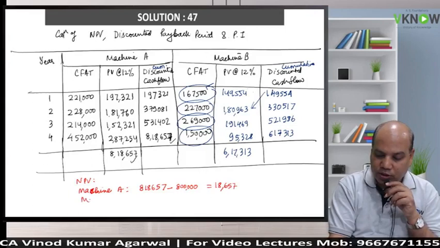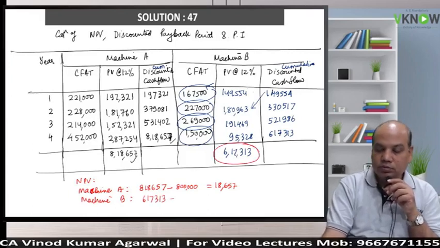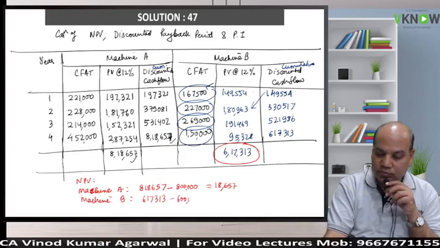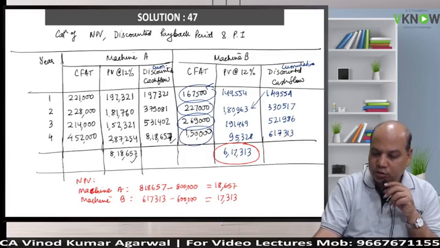And for machine B, write down NPV machine B: 617313. Can you see that? 17313. Minus how much? 6 lakh. Minus 6 lakh is right, and which is equal to 17313.